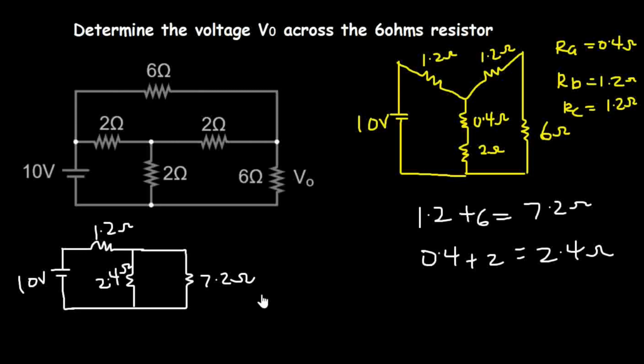With this you can see that the 2.4 ohms and the 7.2 ohms resistors are in a parallel connection. So the 2.4 ohms resistor is in parallel connection to the 7.2 ohms.